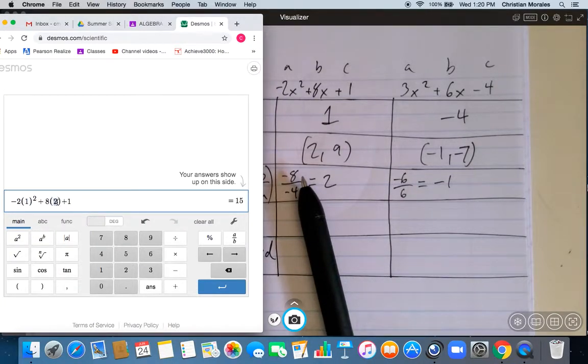Okay, what happens if I plug in 1? Okay, what happens if I plug in 0? And one thing you should notice, when you plug in 0, guess what you get? Yep, the y-intercept. That's another way to do it. If you plug in 0, you get the y-intercept.